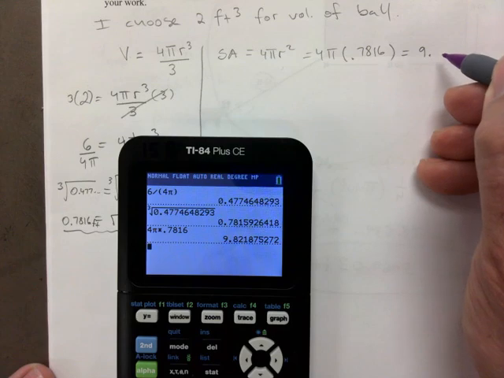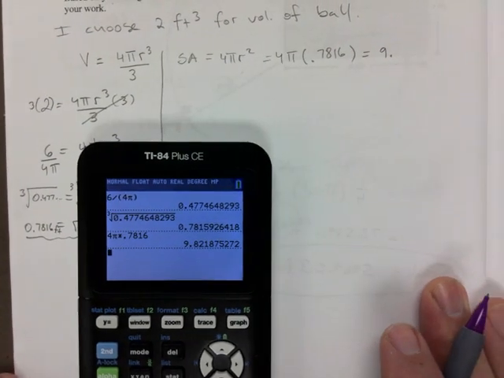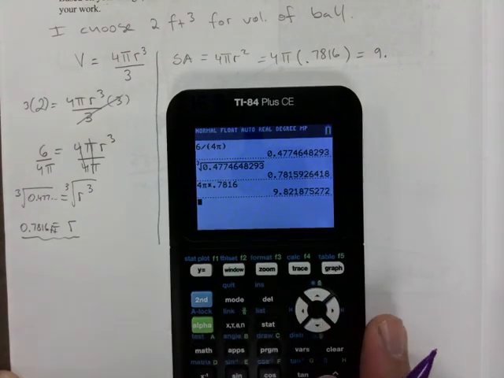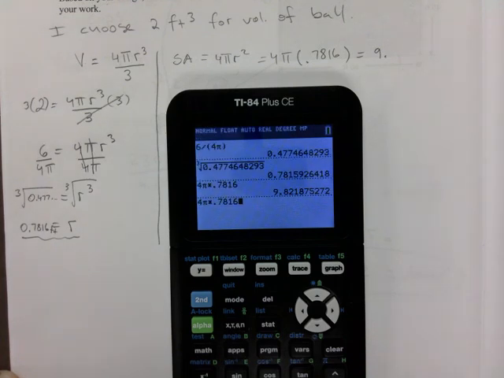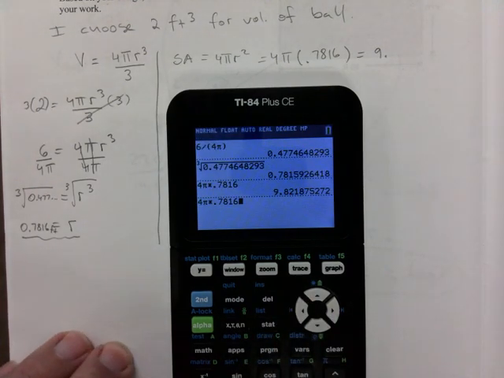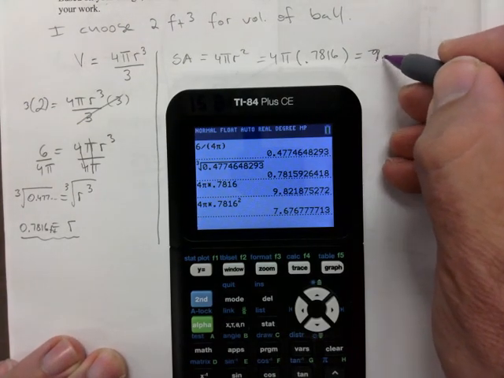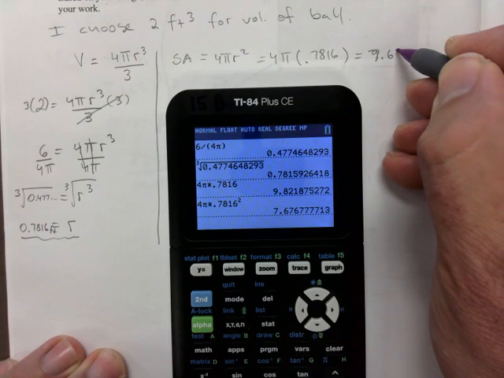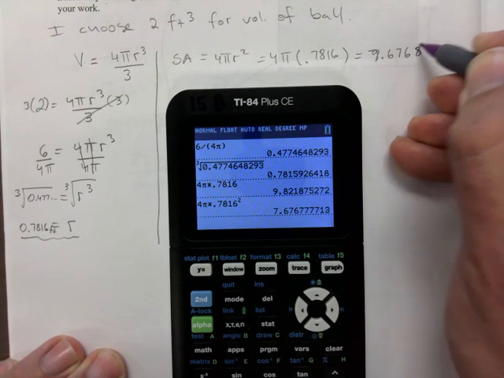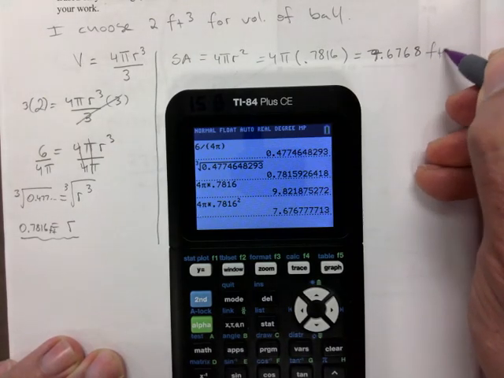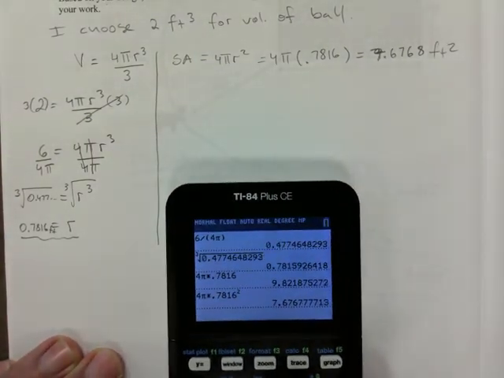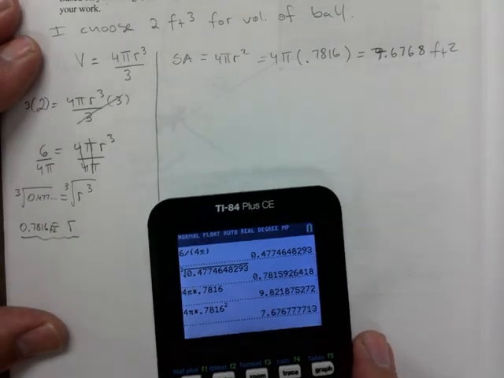9.8219. Let me just check here. 4 pi. Oh, I didn't square it. I was just looking at my screen here. There we go. That's more like it. It's 7.6768. Okay. And that would be square feet. So now I know how much plastic one ball needs.